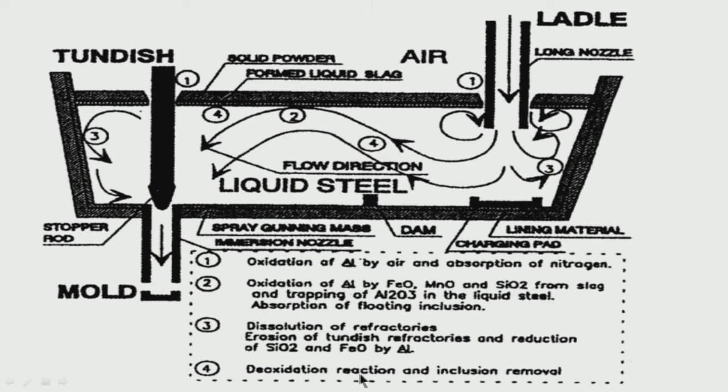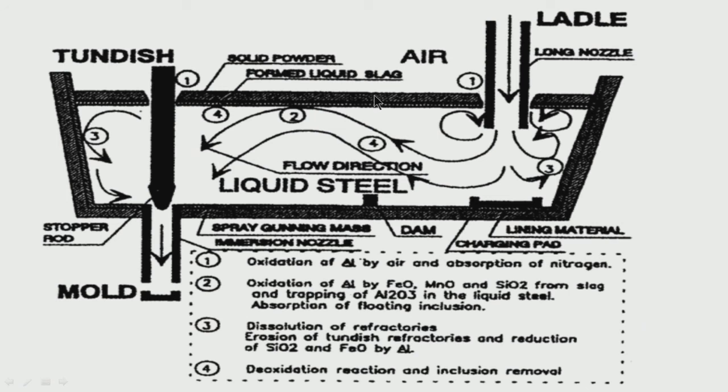Then there is a possibility of deoxidation reaction and inclusion removal in steel. That means if there is some soluble oxygen in the liquid steel, and there is aluminum in liquid steel, there is a possibility of some deoxidation, aluminum reacting with oxygen forming alumina. So whatever deoxidation product, that means alumina, they are forming, we should allow them sufficient time to float up and get absorbed in the slag. So, slag is very important here. What type of slag you use is very important.